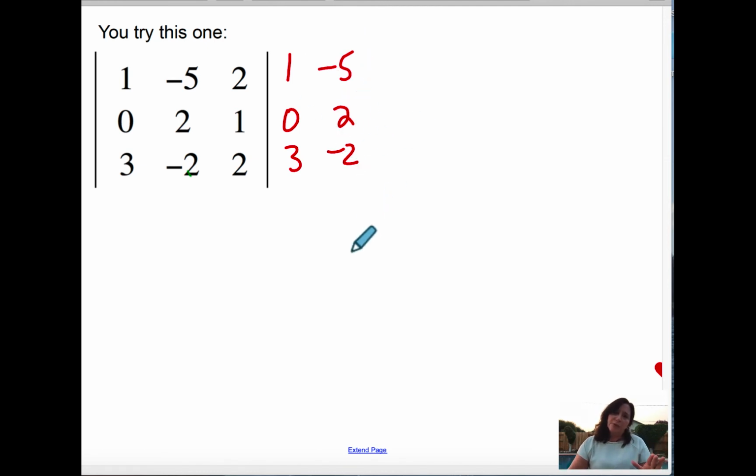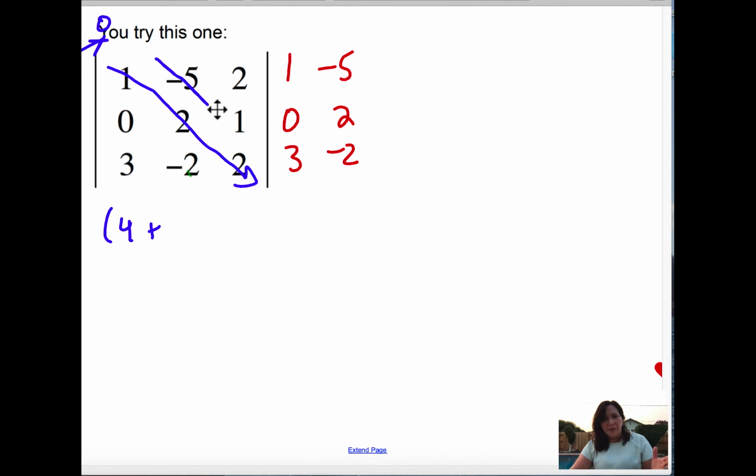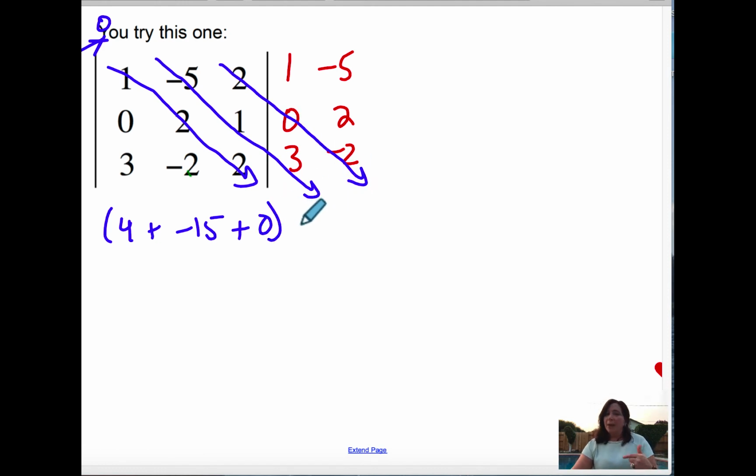Okay, so we wrote the first two columns, and now we're going to multiply. Start at the top left-hand corner. This is you. Okay, here we go. 1 times 2 times 2, which is 4, plus negative 5 times 1 times 3, negative 15, plus 2 times 0 times negative 2, 0. And then I'm going to subtract, and I'm going to go back the other way.